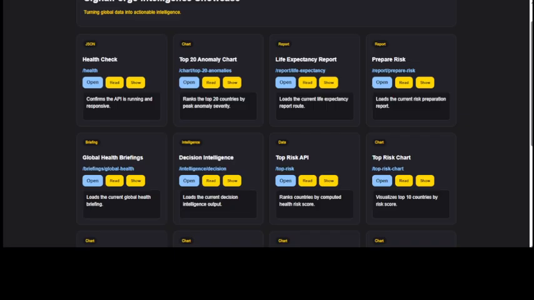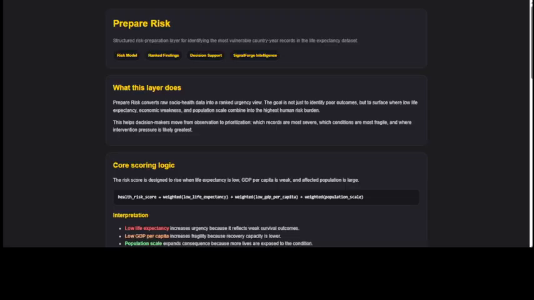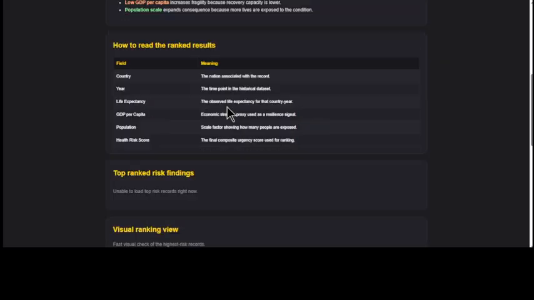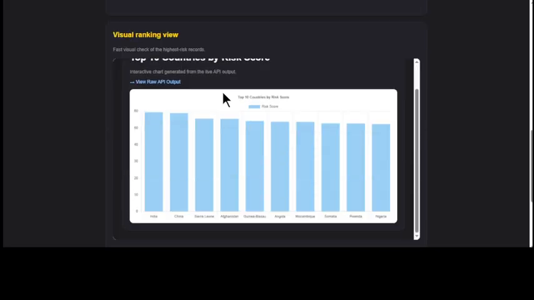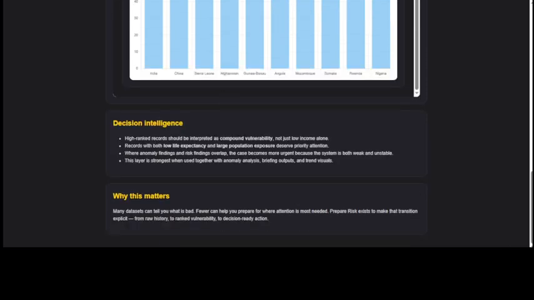We now move into the risk layer. This is where multiple signals are combined into a single score. Low life expectancy, weak economic conditions, and population scale all contribute. The system ranks the most vulnerable conditions and gives attention where it matters the most.